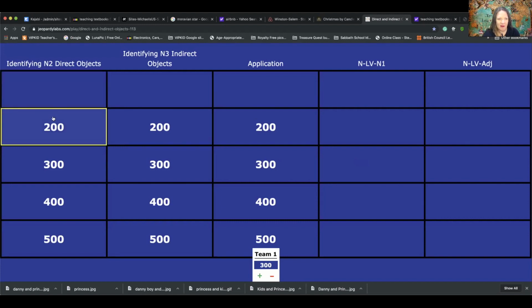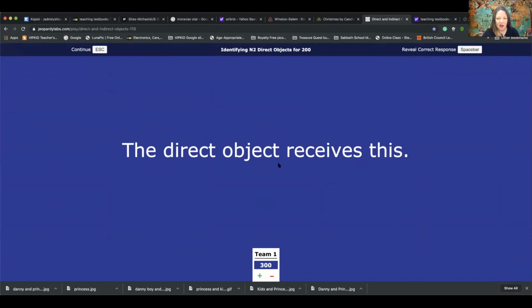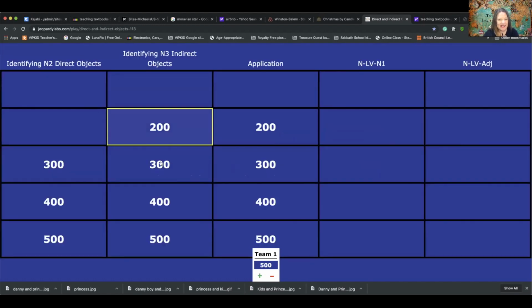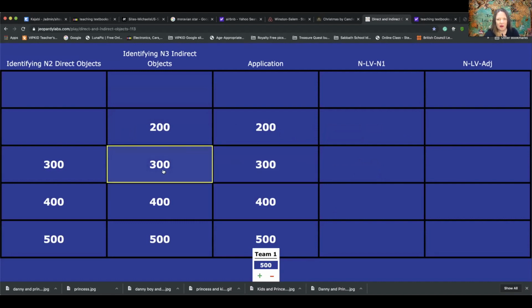Let's do the direct objects for 200. The direct object receives this. Remember to answer with a question. What is? The direct object receives this. Let's reveal. What is the action verb? Did you get it right? If you did not, we minus. If you got it right, we will add. So now you would be 500. Continue. You are on your own for this.